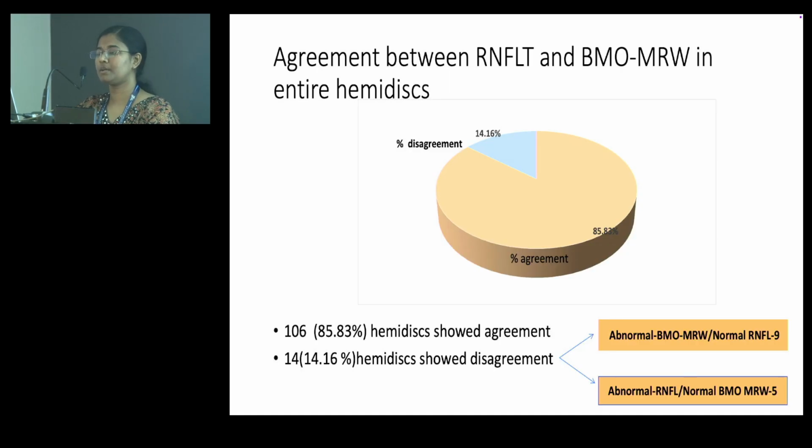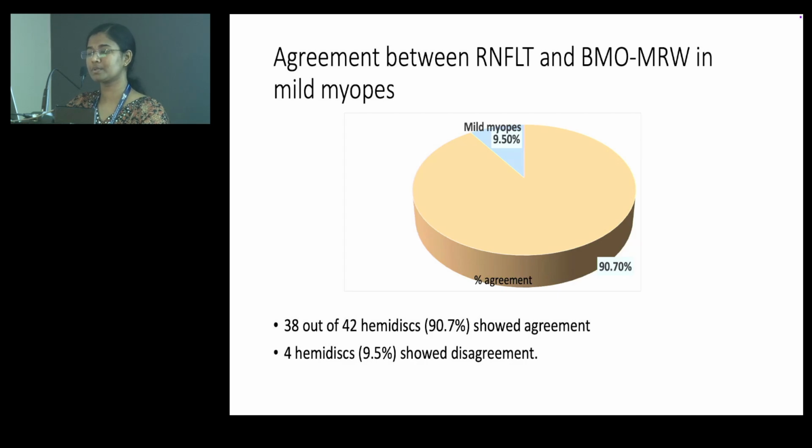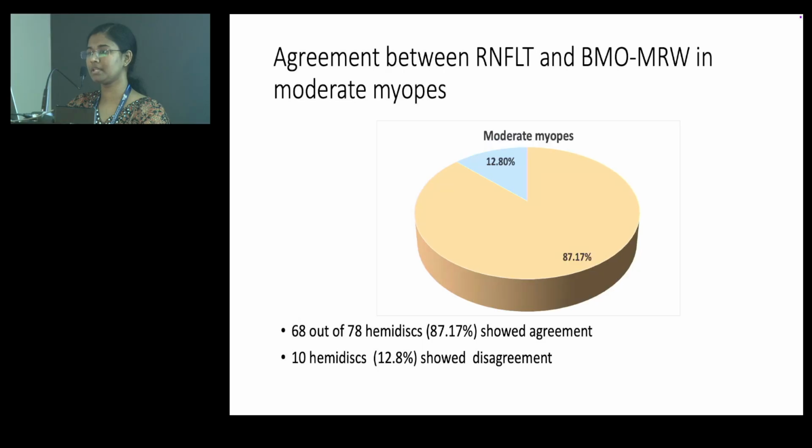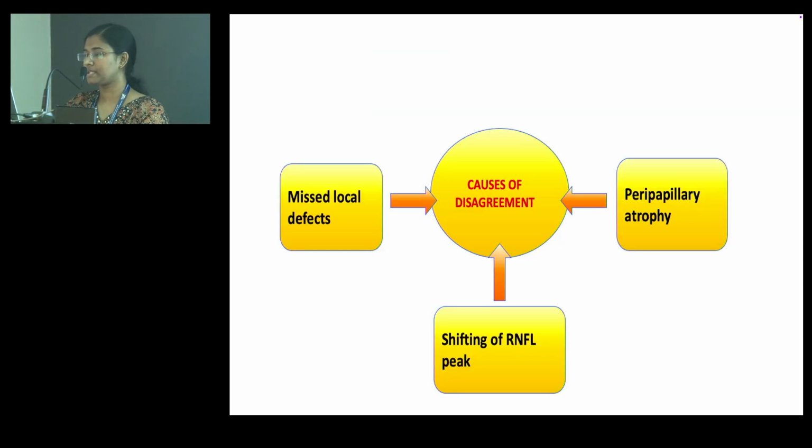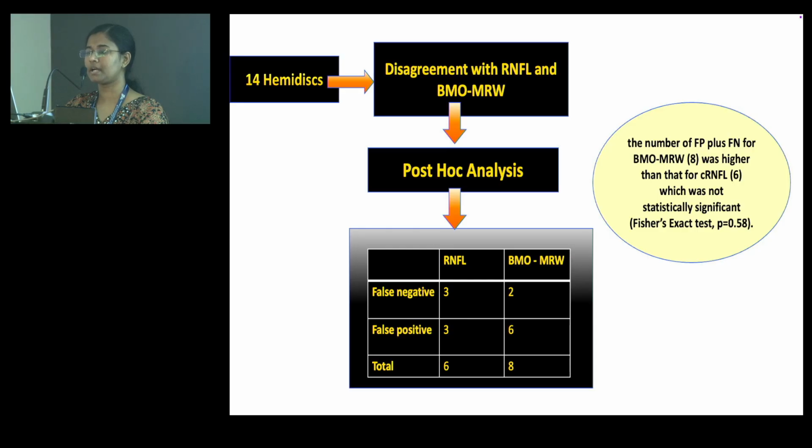Coming to agreement between RNFL thickness and BMO MRW, out of 120 hemidisc, 106 hemidisc showed agreement, whereas 14.16% showed disagreement, that is 14 hemidisc showed disagreement. In mild myopia also there was good agreement, 91.7% showed agreement. In moderate myopia also 87.17% showed agreement. Out of 60 eyes, 45 patients had normal visual fields, whereas 15 showed visual field defects not meeting all of Anderson's criteria.